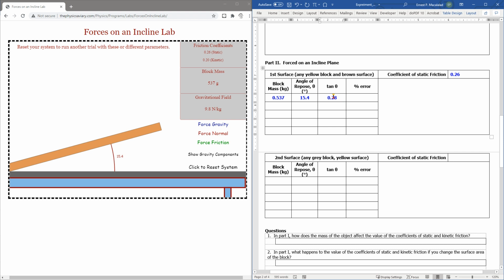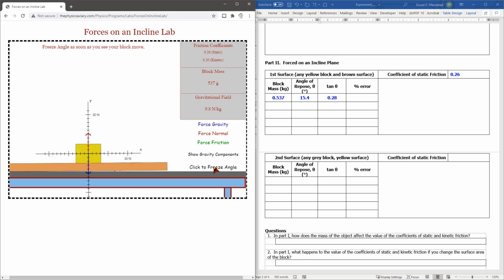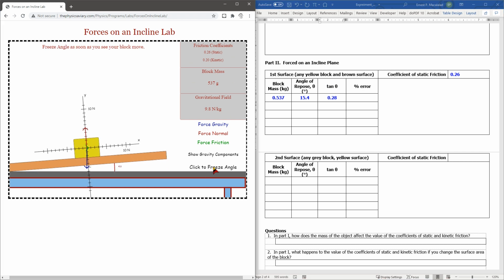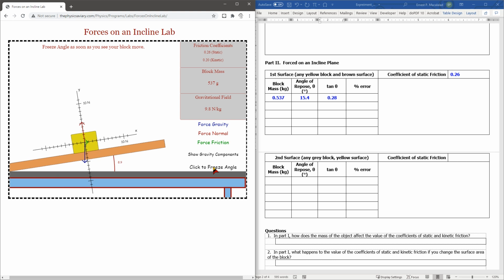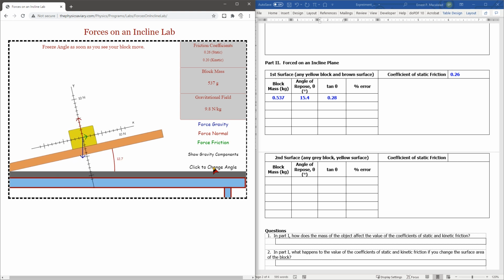Now your special task is to show that tangent theta is actually equal to the coefficient of static friction for this kind of system, for an inclined plane like this. In the supplementary videos, I will give you some hints on how this can be shown.